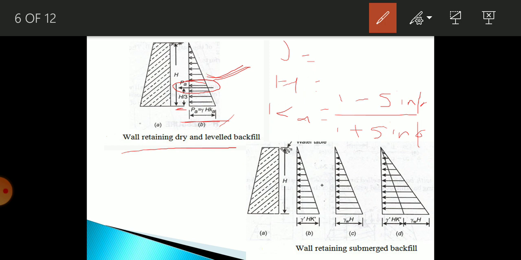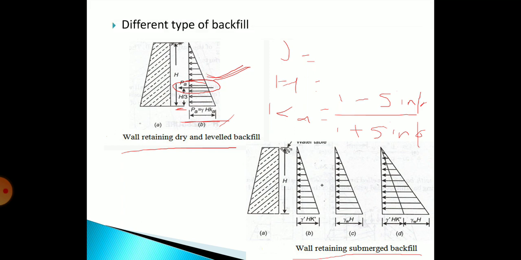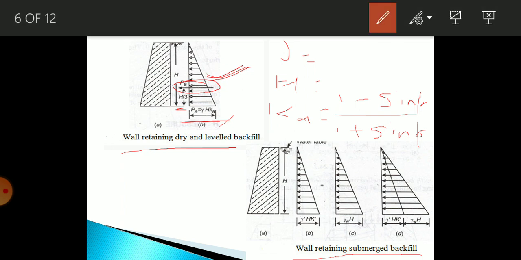Then the next condition is when the wall is retained by submerged backfill. That means if there is presence of water in the backfill, it is called submerged backfill. So due to submerged backfill, there will be two types of lateral pressure, the pressure due to earth and the pressure due to water. We know that according to Rankine's theory, that loading will be triangular in shape. So these are the two lateral loading diagrams.